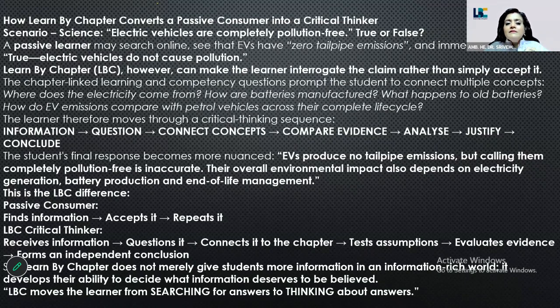The chapter-linked learning and competency-based questions prompt the student to connect multiple concepts. Where does the electricity come from? How are batteries manufactured? What happens to the old batteries? How do EV emissions compare with petrol vehicles across the complete life cycle? The learner therefore moves through the critical thinking sequence of information, question, connect concepts, compare evidence, analyze, justify, conclude, etc. And the student's final response becomes more nuanced.